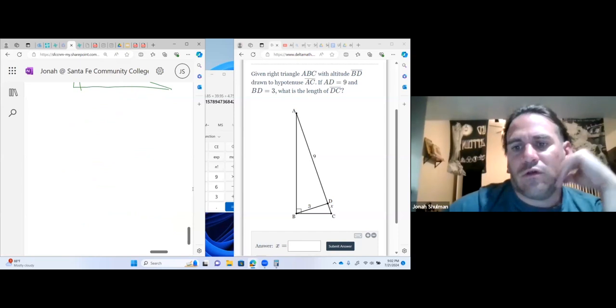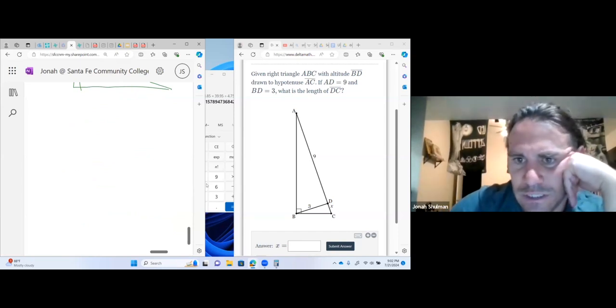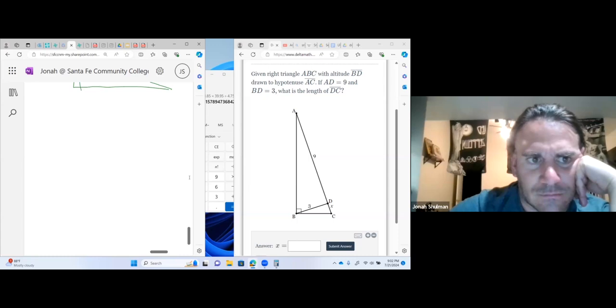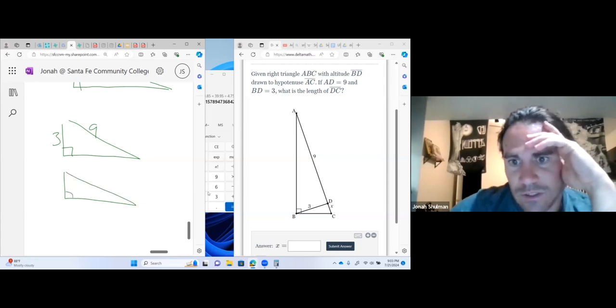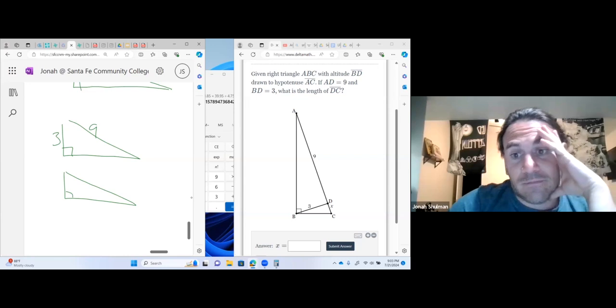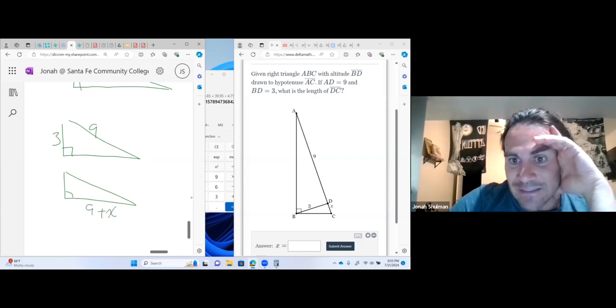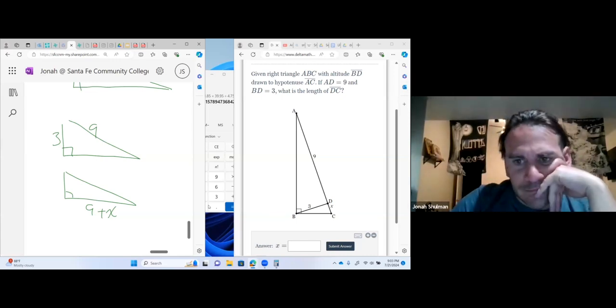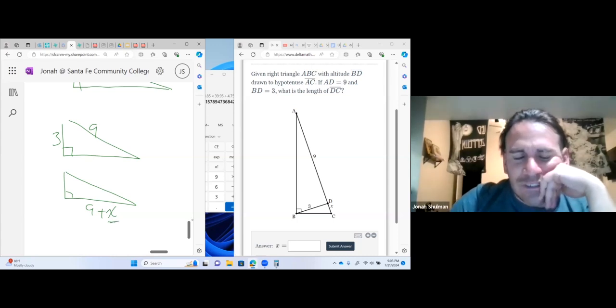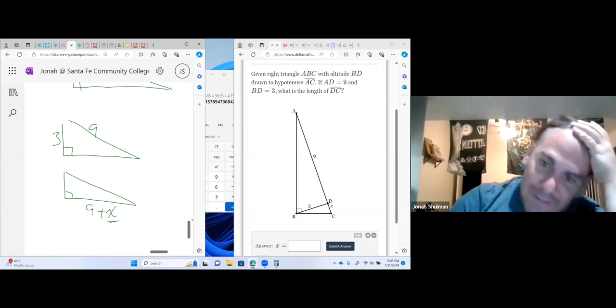Okay, so this is an altitude. So this is 3, 9. So I know I can have a 3, 9. Okay. Then we also have this one, the biggins. All right, so this is the bottom, which is 9 plus X. And we need to know CD. We need X. We definitely need X, but I feel like I'm missing another side.